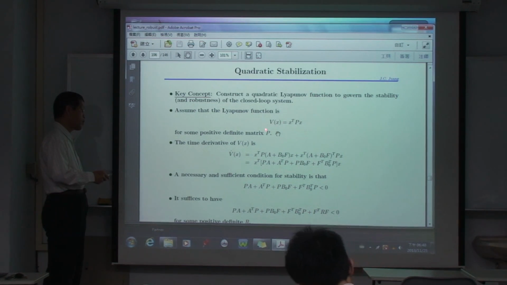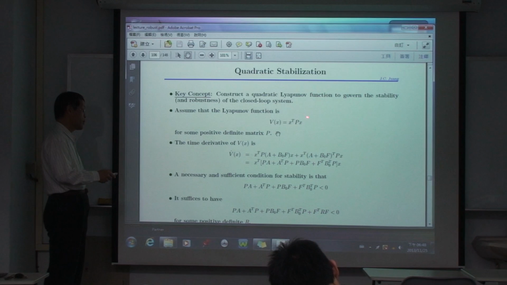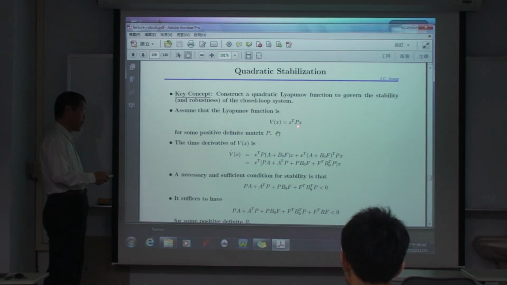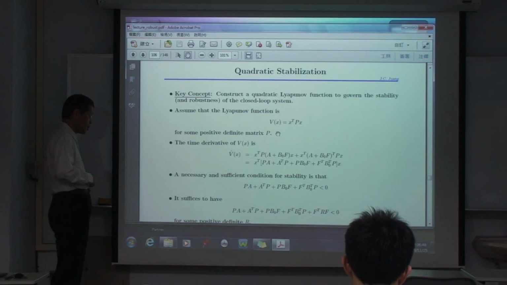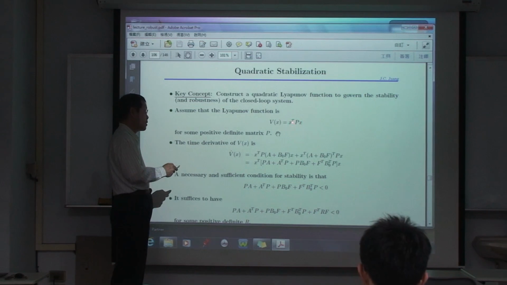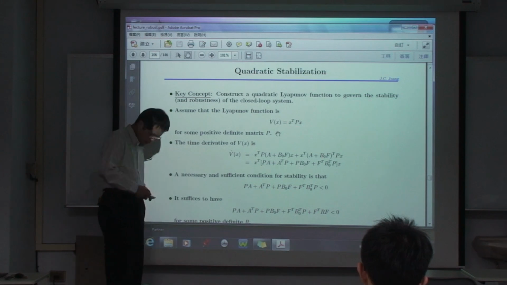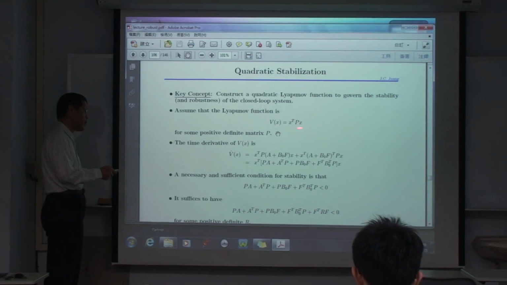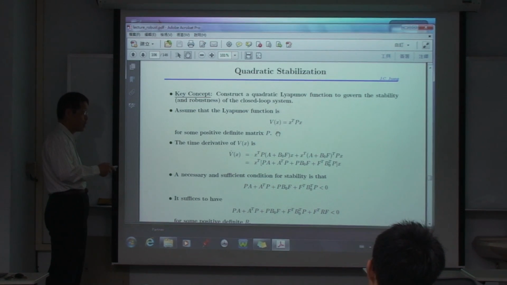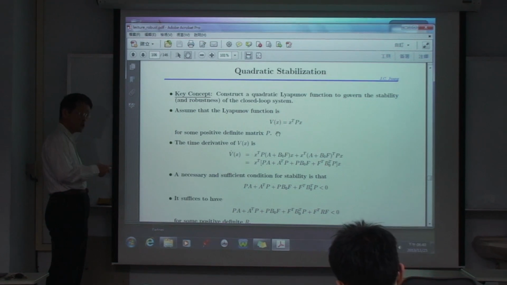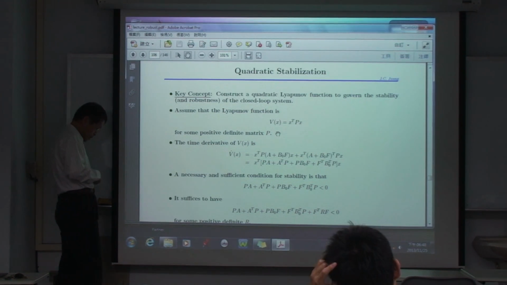I select the Lyapunov function candidate as a quadratic function of the state. Here the state means x. So if you see x transpose times x, then that's a quadratic, that means a second order function. And here we added P as a positive definite matrix. So this could be a Lyapunov function candidate. And if you want this quadratic function to guarantee stability, definitely you hope that the derivative of this Lyapunov function along the state trajectory, that means the time derivative of V(x), is what? Less than 0, or negative definite.